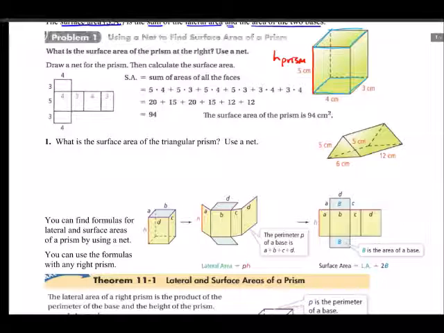So now we're supposed to use a net to find the surface area. We just draw out a net, we unfold all of the pieces, we label our dimensions, and now we have 6 rectangles. And we know that the area of a rectangle is just base times height. We find the area of each of our rectangles, we add them up together, and we find the surface area of our prism is 94 centimeters squared. So very easy, very straightforward. And now it's your turn, so go ahead and pause the video and do the next problem.